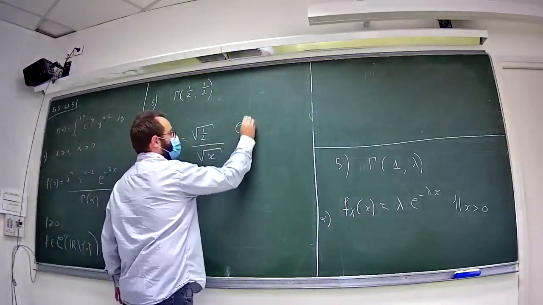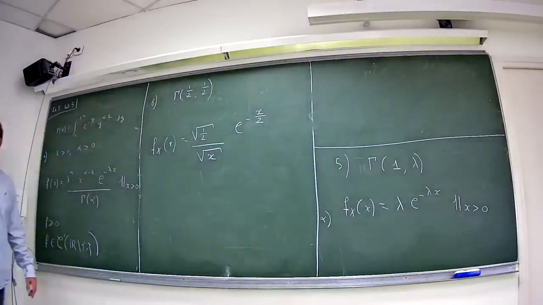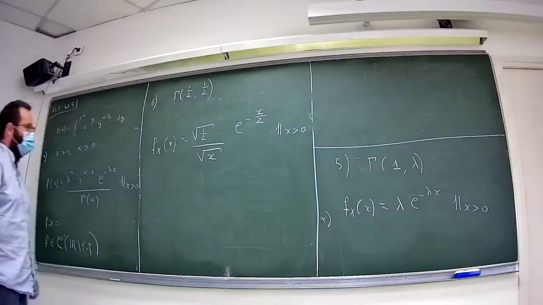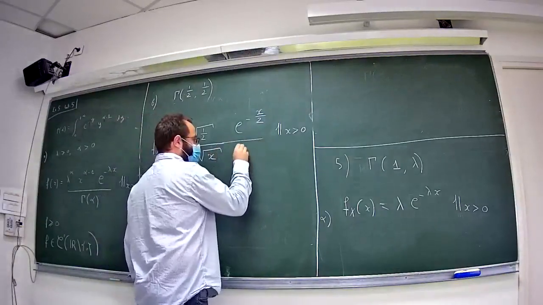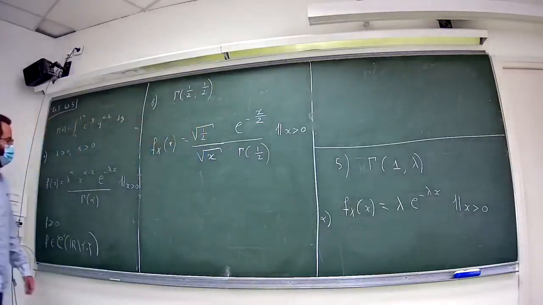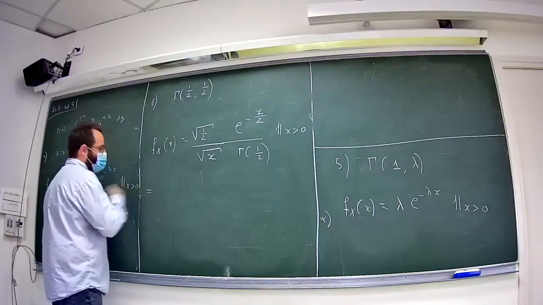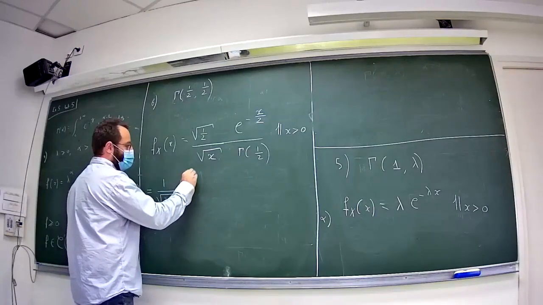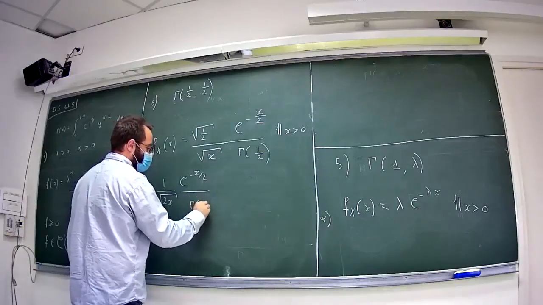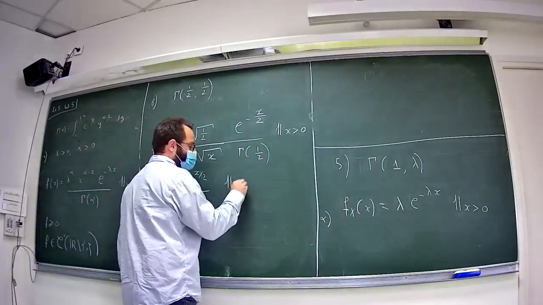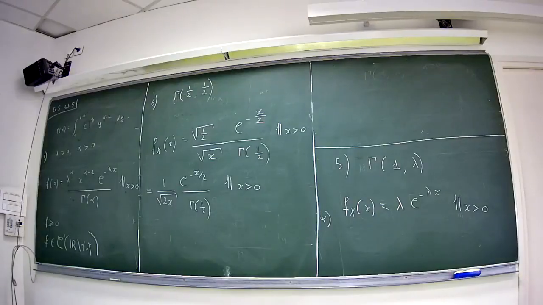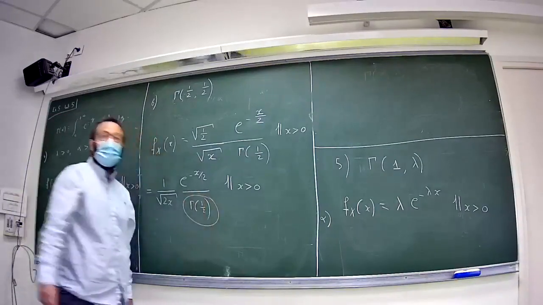Exponential minus x over 2, because lambda is equal to 1/2, indicator function of x strictly positive. And I have to divide by gamma of 1/2. So if I write this, it is equal to 1 over the square root of 2x, exponential minus x over 2, over gamma of 1/2, indicator function of x strictly positive. So for the moment I have just plugged in, okay? But here I see that if I want to continue my computation, I have one term that I have to compute. Which one? This one: gamma of 1/2.